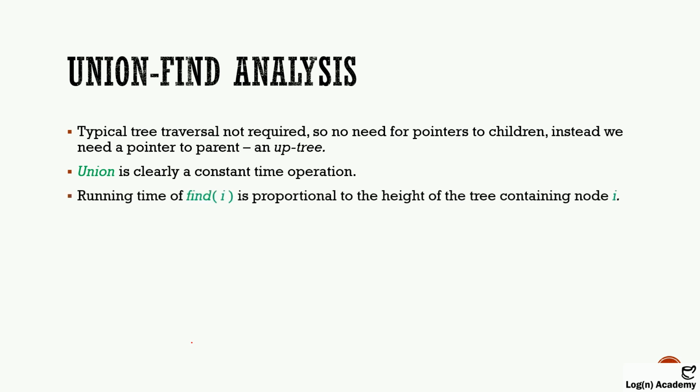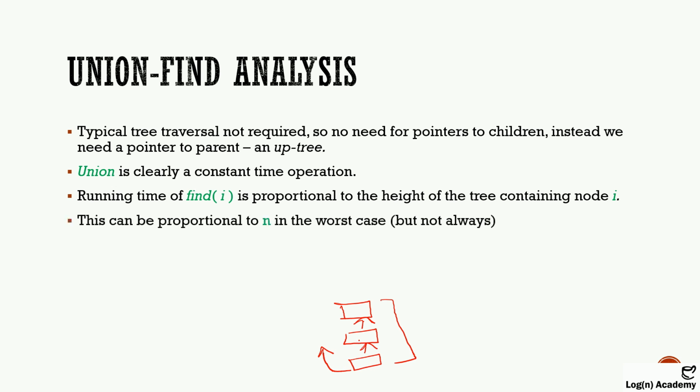Running time of find is proportional to the height of the tree containing node I. Because we have a relation in which we have parents, we have parent and child pointing towards them. So the height of the tree matters, right? If I want to find something, I'll have to traverse from bottom to up. This can be proportional to n in the worst case, but not always.